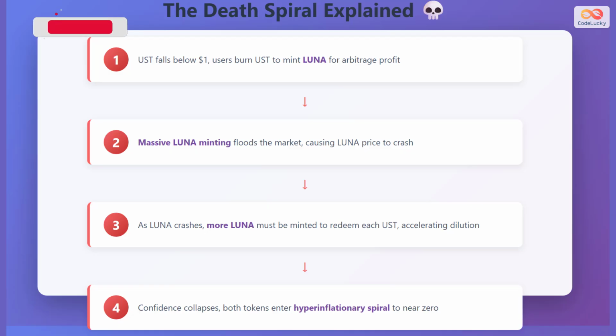Now let's understand the death spiral that destroyed Terra Luna. Step 1. When UST fell below $1, users burned UST to mint Luna for arbitrage profit as the mechanism was designed. Step 2. This caused massive Luna minting, which flooded the market with new tokens, causing Luna's price to crash rapidly. Step 3. As Luna crashed, more and more Luna tokens had to be minted to redeem each UST, accelerating the dilution. Step 4. Confidence completely collapsed. Both tokens entered a hyperinflationary spiral, with Luna supply exploding from hundreds of millions to trillions of tokens. Within days, both UST and Luna plummeted to near zero, wiping out billions in value.